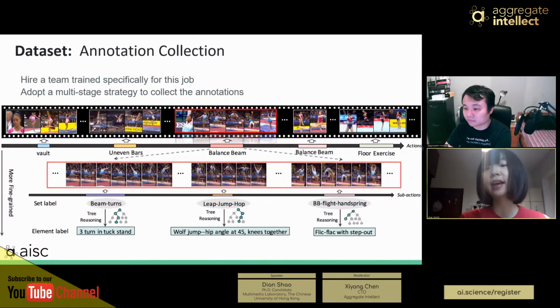The next part is about annotation collection. Since crowdsourcing is not applicable as stated before, we hire a specific team and carefully train them for this job. When annotating the data, we adopt a multi-stage strategy as illustrated in this figure, and I will introduce it in more detail.